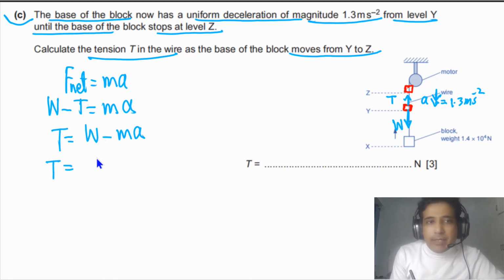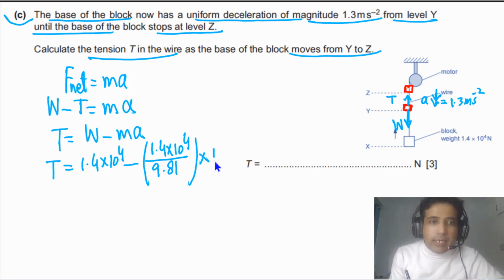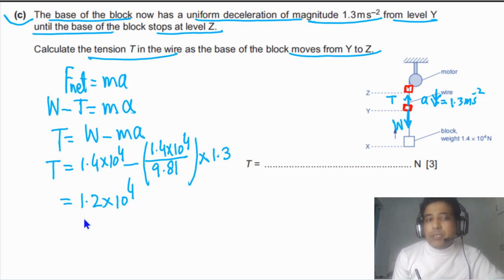W we have, that is equal to 1.4 times 10 to the 4, minus m. We need to calculate the mass of the block. So the mass of the block will be equal to weight, 1.4 times 10 to the 4, divided by 9.81, multiplied by acceleration, which we have, equal to 1.3. If we solve this, we will get our final answer, equal to 1.2 times 10 to the 4, and this answer is smaller than W. It means the answer is right: 1.2 times 10 to the 4 newtons. If you got an answer bigger than weight, it means there is something wrong with your calculations. So this is the value of T.